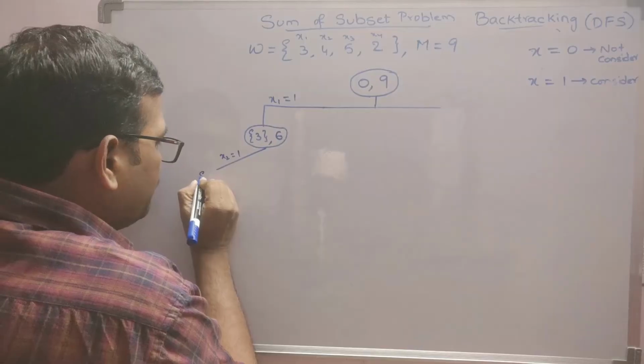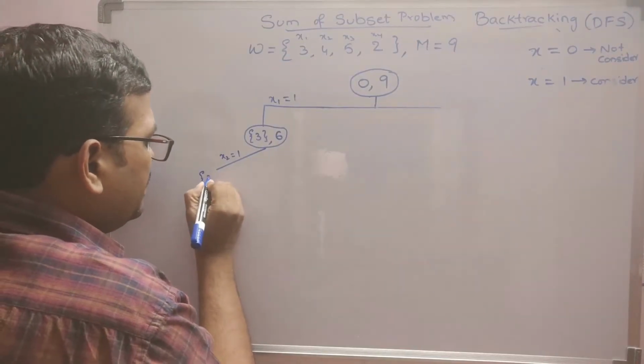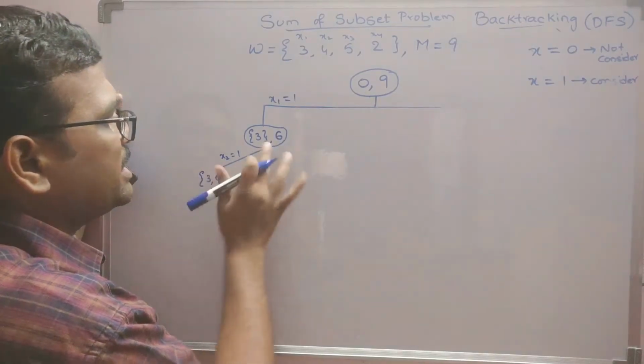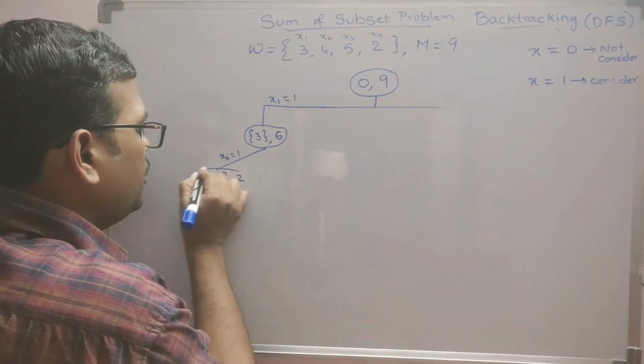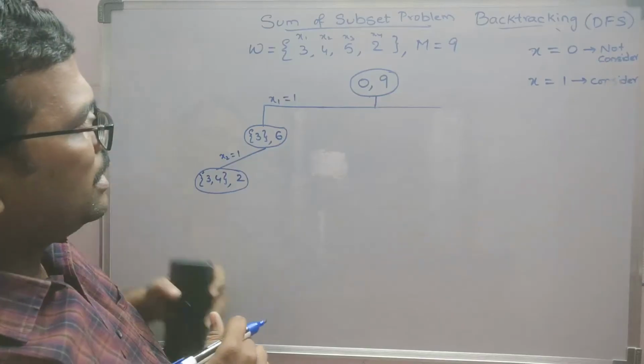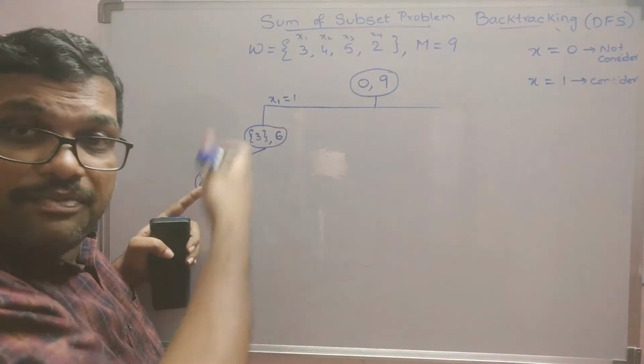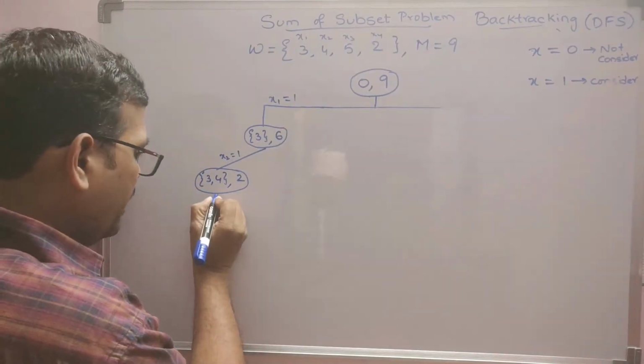So now the subset will be having 3, 4, and 4 will be reduced from 6, so it will be 2. Consider 3 plus 4, 7, which is not equal to 9. So it can be further down, right? Again, depth first search.